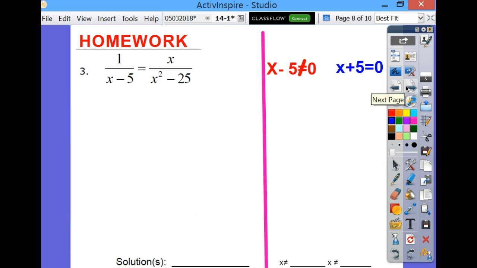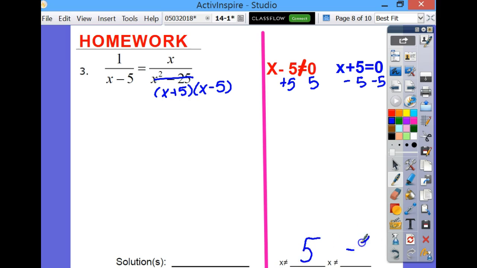Please look at problem number 3 on your homework paper, worksheet 14-1. Okay, this is similar to the one we just did. This denominator factors into x plus 5, x minus 5. The denominator cannot equal to 0. We're going to discuss that a whole lot more tomorrow. We're going to add 5 to both sides, and on this one we're going to subtract 5. So x cannot be equal to 5. X cannot equal to negative 5.